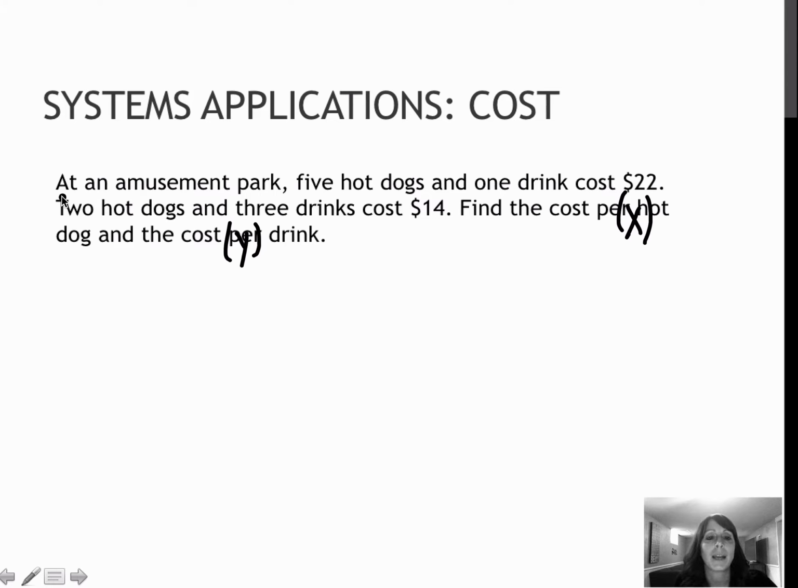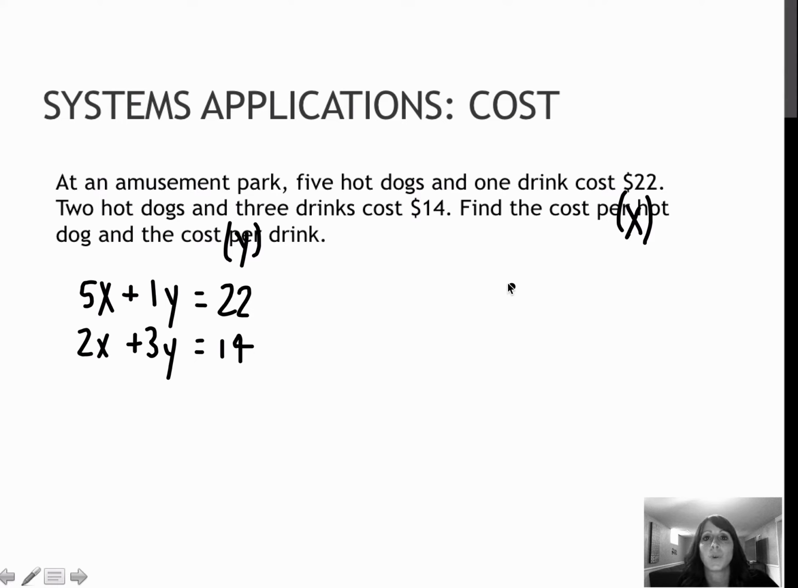Now I'm going to look back at the question. At the amusement park, 5 hot dogs and 1 drink cost $22. So for that order, I would take 5 times the cost of a hot dog plus 1 times the cost of a drink, and that would cost $22. 2 hot dogs plus 3 drinks would cost a total of 14.